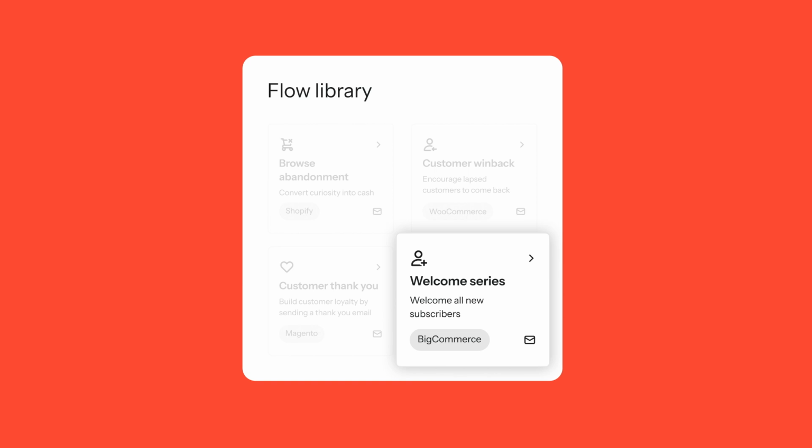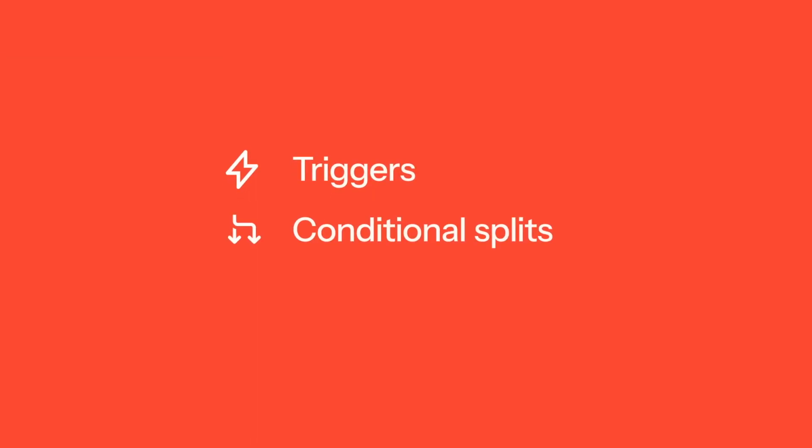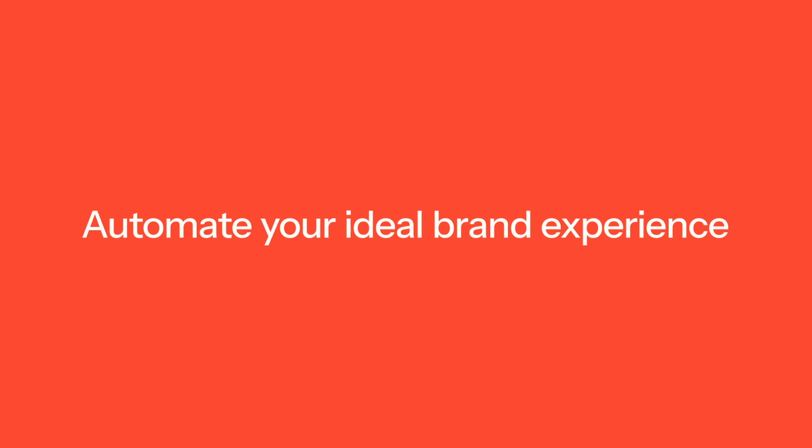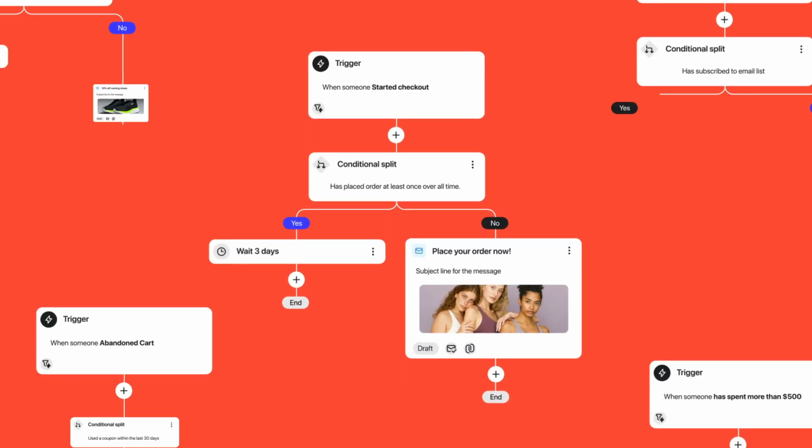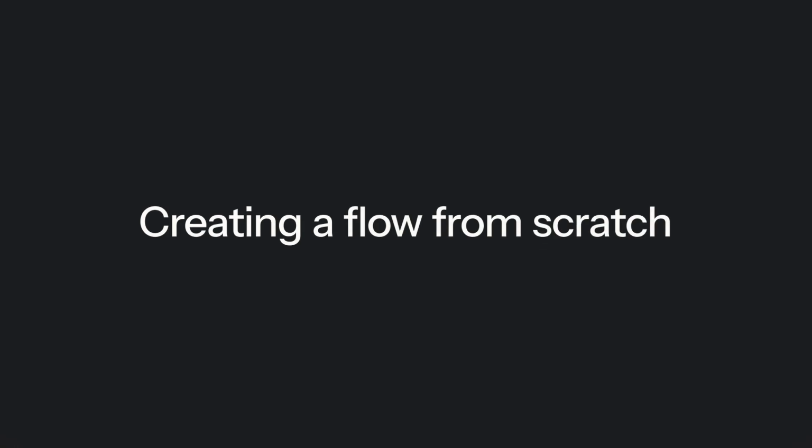Along the way, we'll cover how triggers, conditional splits, and time delays can help automate your ideal brand experience and deliver deep personalization at scale. Ready? Let's get started. Creating a flow from scratch.